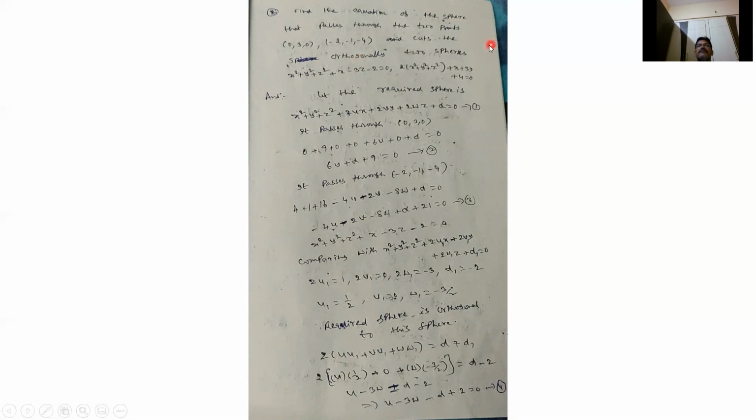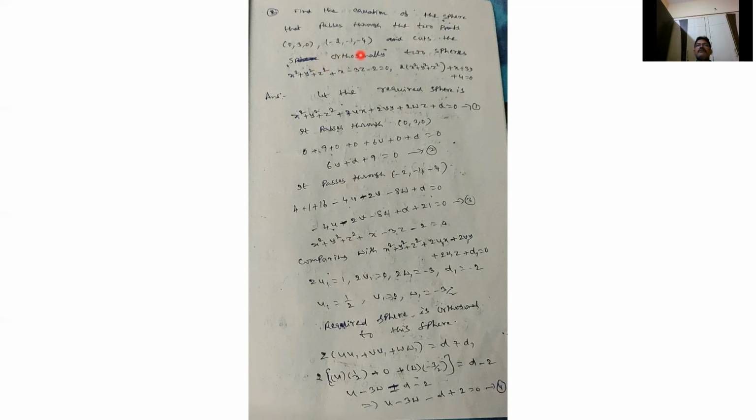The sphere passes through the points (0, 3, 0) and (-2, -1, -4) and cuts orthogonally two spheres. One is x² + y² + z² + x - 3z - 2 = 0. The second one is 2(x² + y² + z²) + x + 3y + 4 = 0. So find the equation of the sphere that passes through the two points.